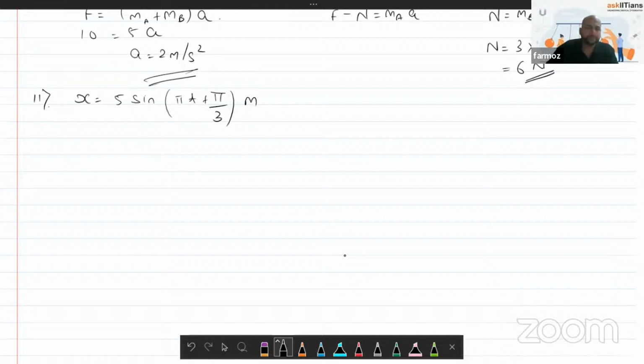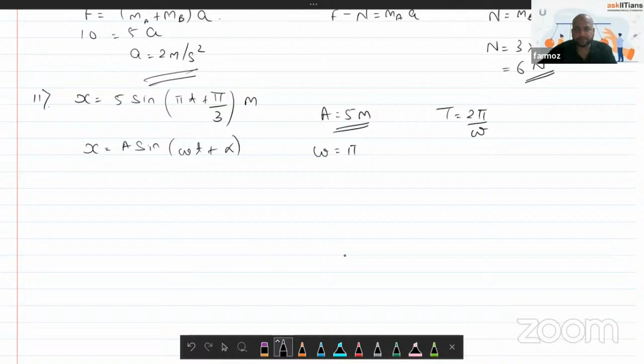Okay. So if you try to compare this with the general equation, that is x equals A sin(omega t plus alpha), technically A is equal to 5. That is confirmed. Now the time period is 2 pi by omega. If you observe over here, omega is pi. So if I substitute that, T is equal to 2 pi by pi. Okay, the T becomes 2 seconds. So your answer is amplitude 5 meter and time period 2 seconds.